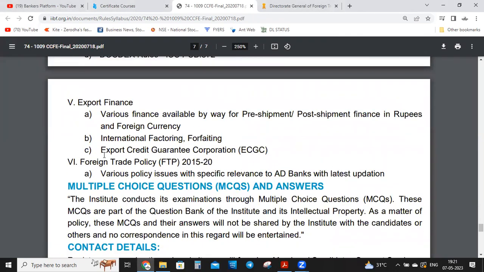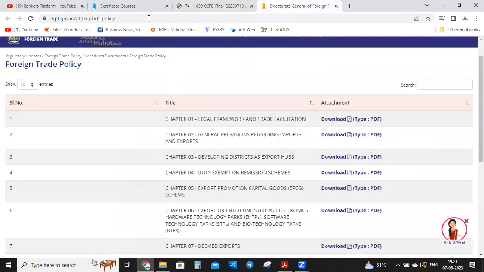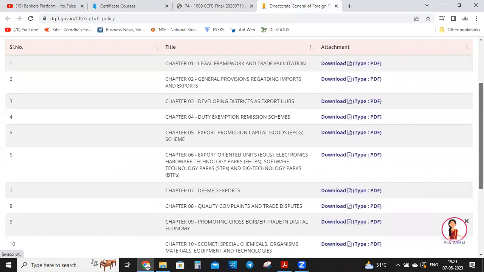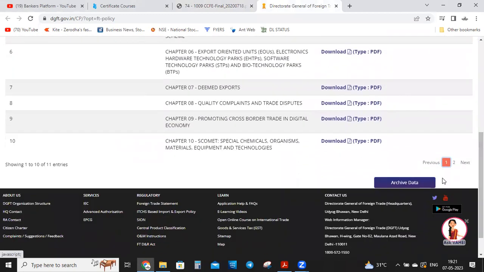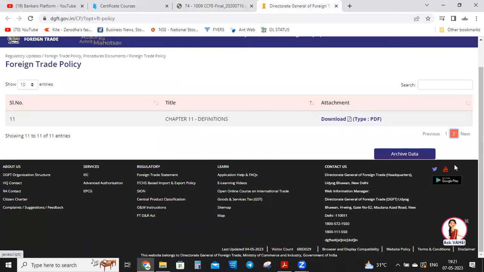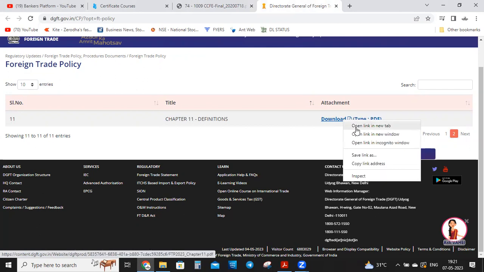So first, today we will discuss foreign trade policy. This foreign trade policy you can get on the DGFT website. You can go and look for foreign trade policy. So friends, in foreign trade policy there are different chapters. In total there are 10 chapters here, and on the second page there will be more. Here there are 11 chapters. So these 11 chapters are very important.